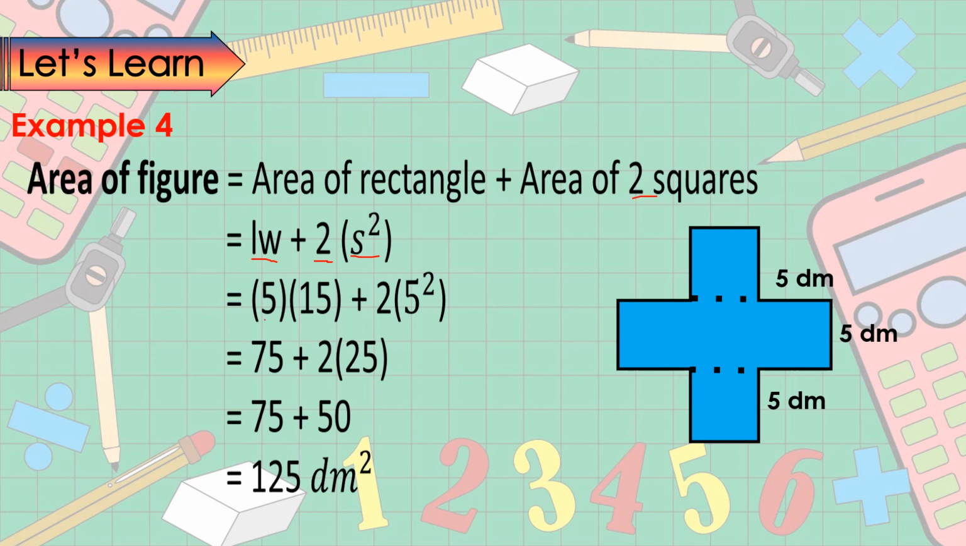Substitute the values. We have 5 for the length and 15 for the width. And then plus 2 times 5 squared, because the side of each square is 5. So we have 5 here and another 5 here. Next, we have 5 times 15 is 75 plus 2 times 25. Since 5 squared is equivalent to 25, we have 2 times 25, we have 50. Then bring down 75. 75 plus 50, it will give us 125 square decimeters.